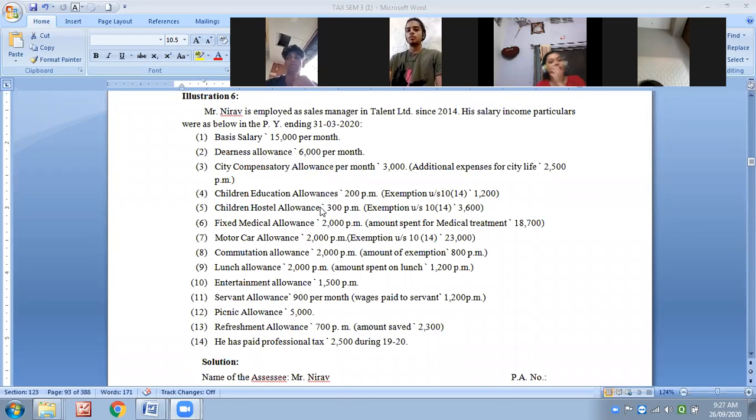Allowances and perquisites, again I will teach you together. Some allowances are fully exempted, some perquisites are fully exempted, some allowances are partly exempted, some perquisites are partly exempted, and some allowances and perquisites are fully taxable.